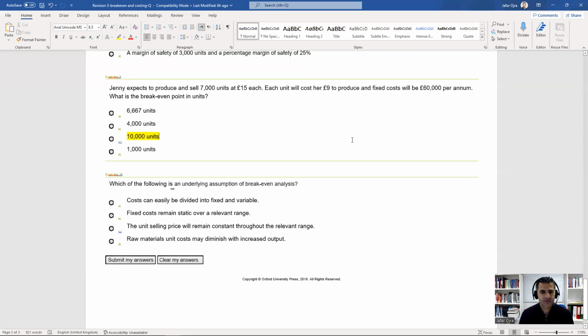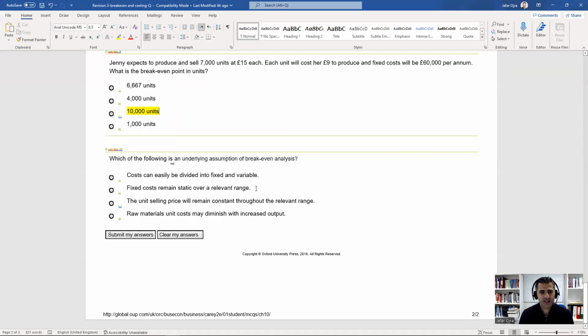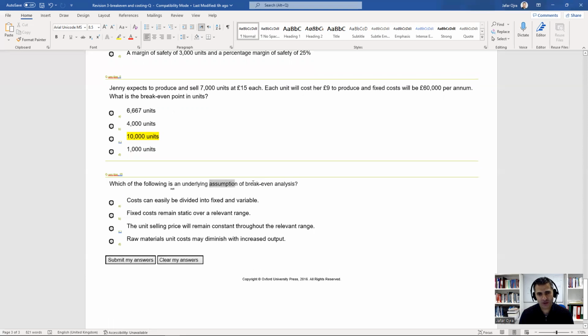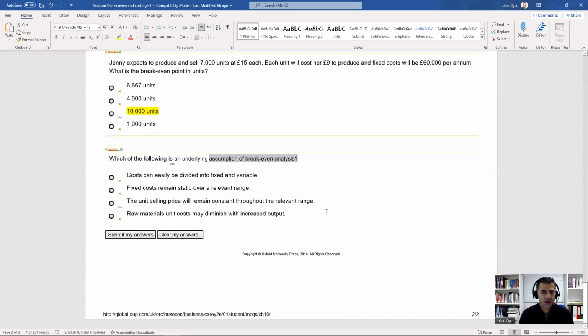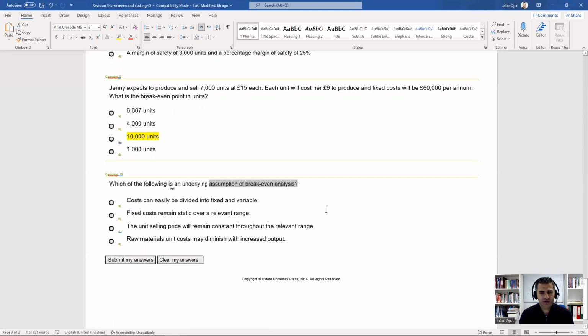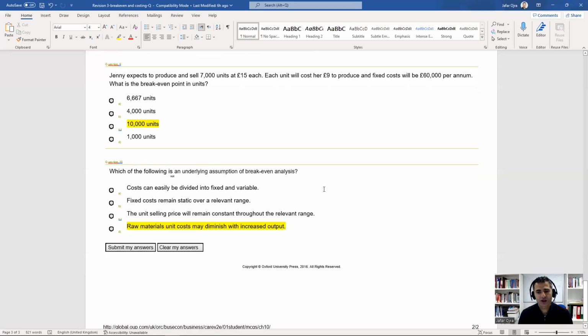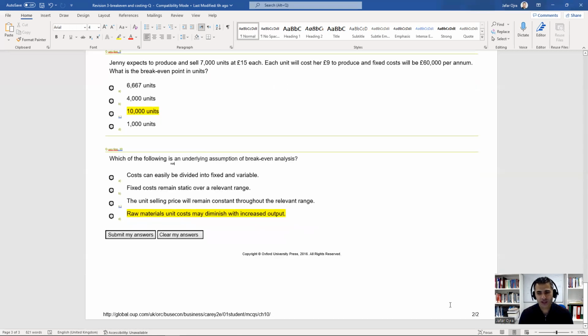Last question here. Which of the following is an underlying assumption of break-even point? The first one, costs can easily be divided into fixed and variable cost. Not really. Fixed cost remains static over a relevant range. No. The unit selling price will remain constant throughout the relevant range. No. Raw materials unit cost may diminish with increased output, and that's correct. That's one of the assumptions of break-even point or break-even analysis.